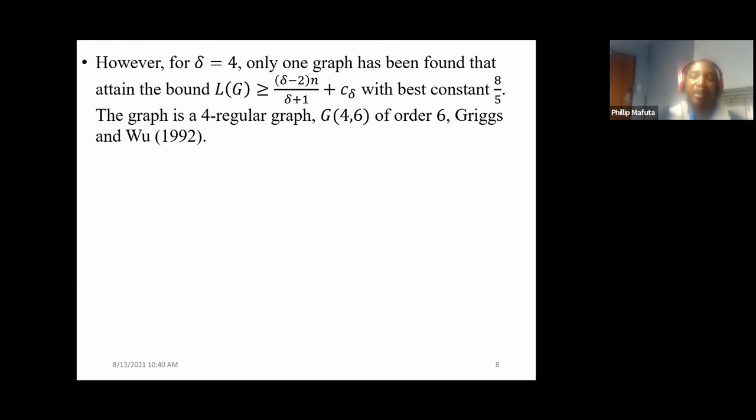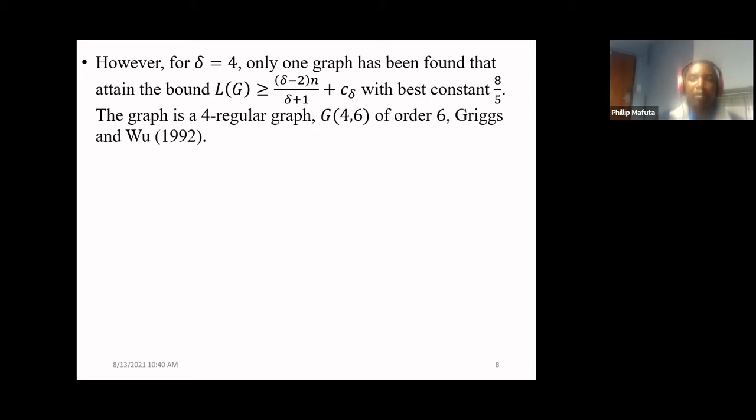We have seen that though it has been shown that several classes of graphs attain the bound with the C delta equal to 2. For C delta equal to 8 over 5 proved by Griggs and Wu, it was difficult to find other graphs that attain that bound with that best constant.